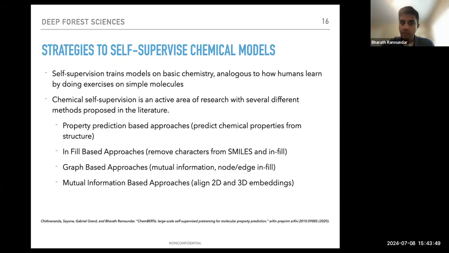One is, say, property-based predictions. So you say, given the structure, predict various chemical properties. These can be things like molecular weight, number of rotatable bonds, or it can be infill properties, like if you remove an atom from a molecule, can you predict the missing atom? Actually, that's the second one. I covered the infill approach.